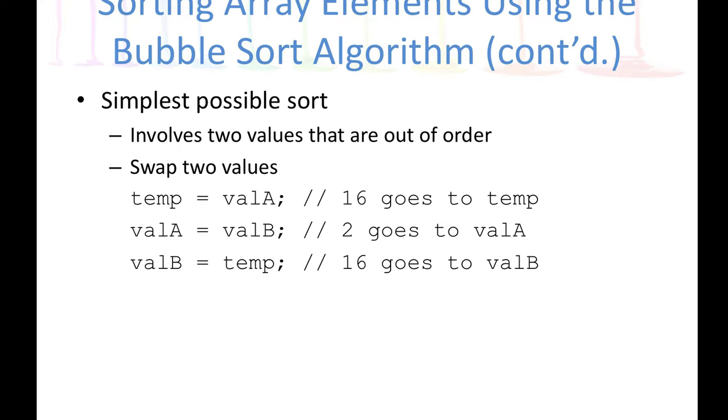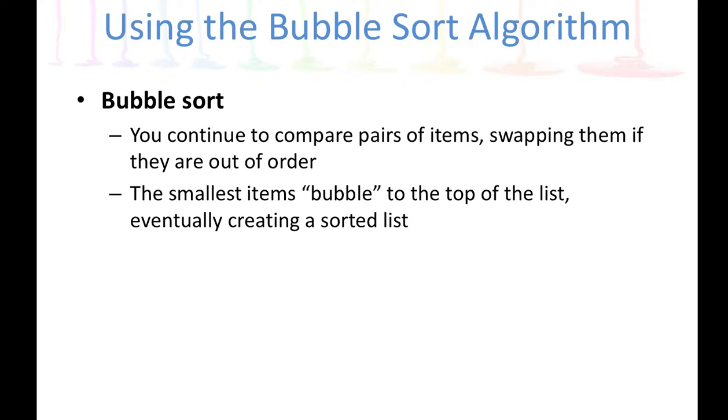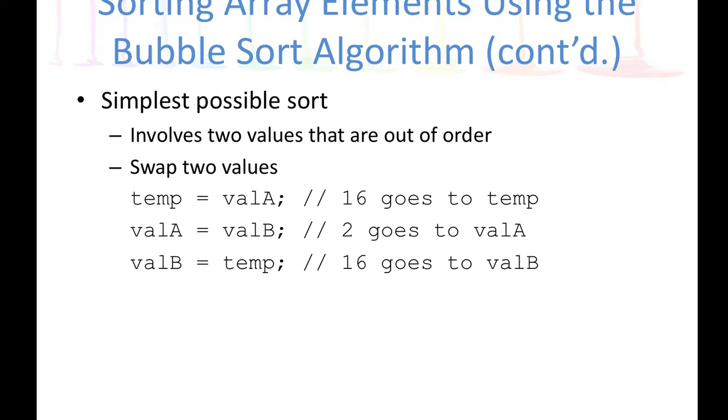All right, simplest possible sort involves two values that are out of order. Swap two values. So temp equals value A, that's the variable. 16 goes to temp, just as an example. Val A equals val B, it's saying that variable is going to be number 2. And then val B equals temp, which is 16. So that's just a way to swap two values around that are out of order.